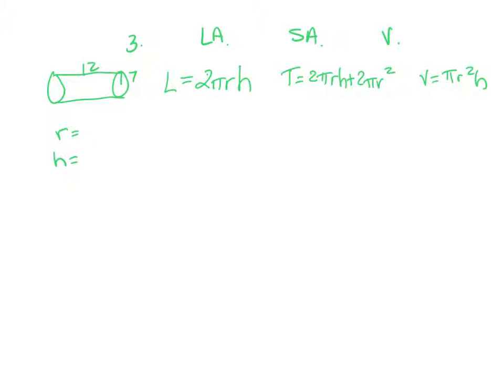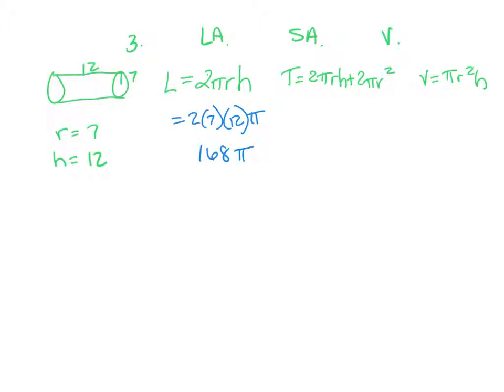So r is 7, that's the radius of the cylinder, and h is 12. Just remember, sometimes they give you the diameter, you need to cut it in half for the radius, so don't get tricked with that. And then we just put this in. So this is 2, I'm going to put the pi at the end, and that's going to be 42 pi. Go ahead and put it in your calculator with the pi at the end. 2 times 7 times 12 is 168 pi.